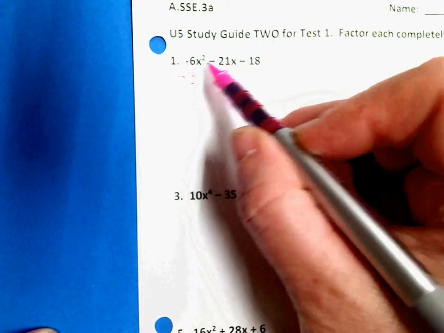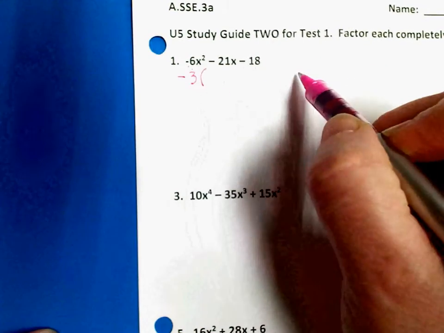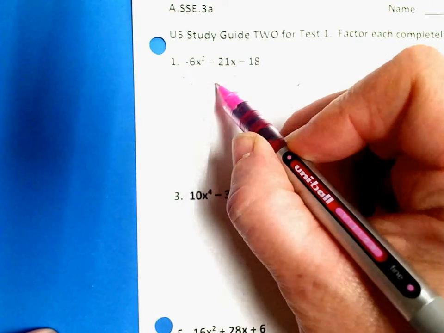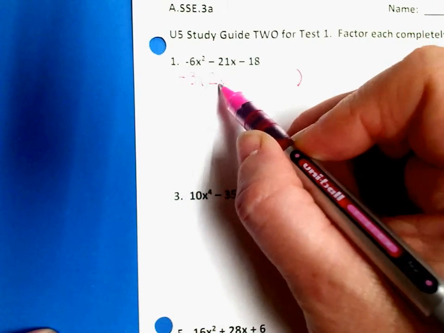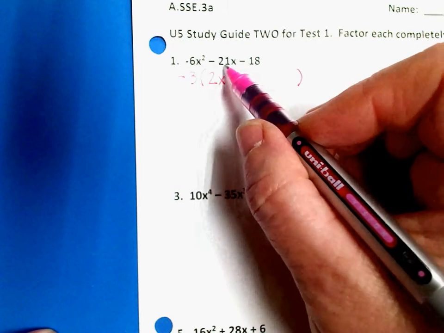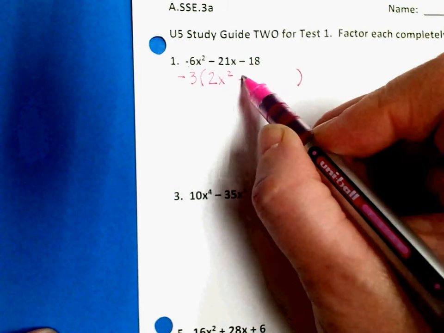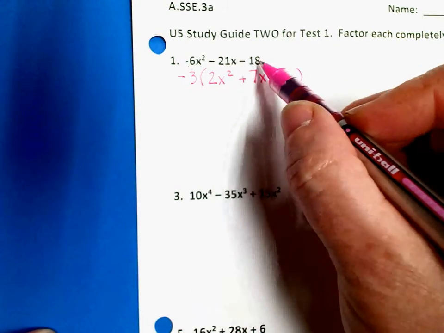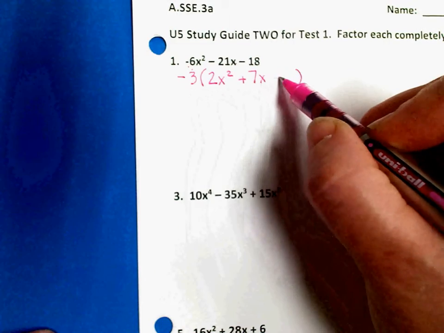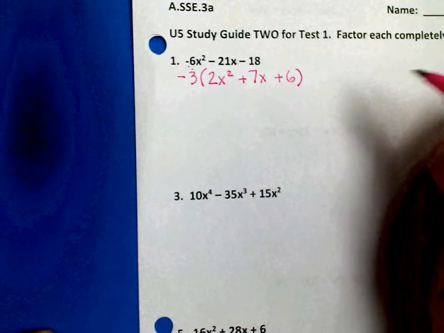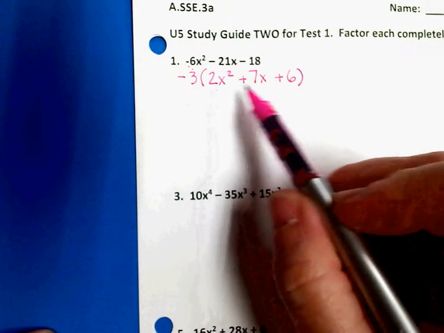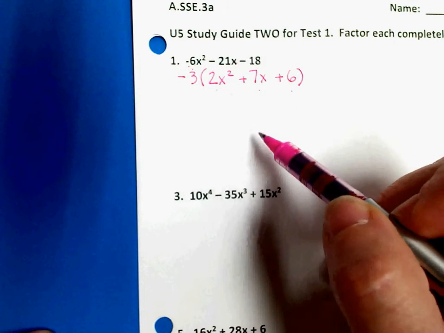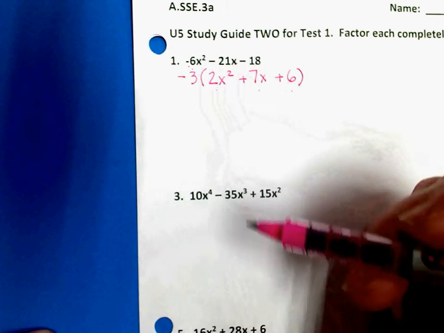So I'm just dividing each of these three terms by negative 3. So negative 6 divided by negative 3 is positive 2, and I still have both x's. Negative 21 divided by negative 3 is positive 7, and I still have the x. And then negative 18 divided by negative 3 makes positive 6. So now I can factor this part that's left in the parentheses, and they're smaller, easier numbers to work with instead of a 6, a 21, and an 18.